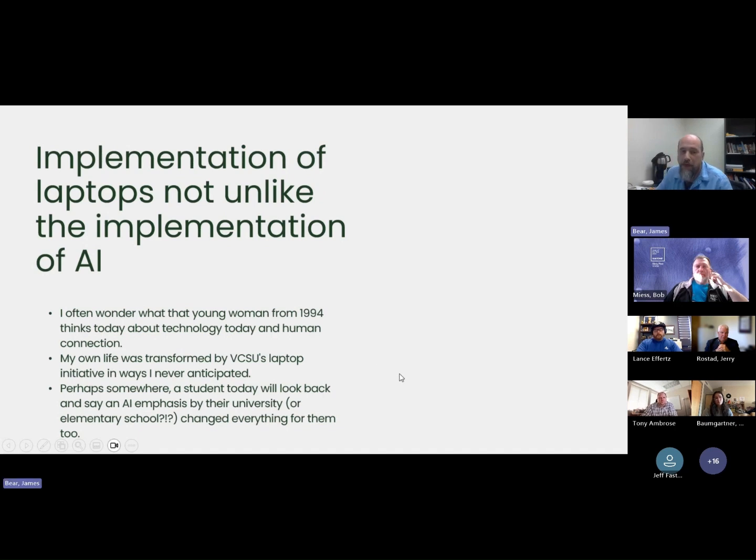But here's the thing. It doesn't really matter, does it? I look back to my life. Everything that has happened in my life, I had not actually even used a computer. I was a poor kid, and I never even touched a computer until VCSU had a laptop initiative. Most of my life has been based on technology. If not for that alienating technology, my life, which I think is pretty good right now, I wouldn't even have that, right?